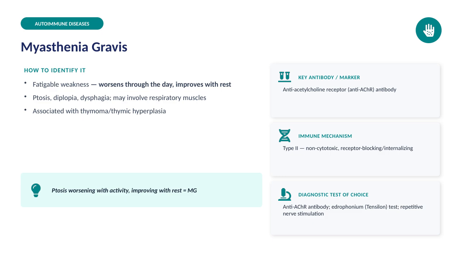The immune system targets these receptors through a type 2 hypersensitivity reaction, where it blocks or internalizes the receptors without directly killing the cells. For diagnosis, we rely on detecting the anti-AChR antibody in the blood, the edrophonium test, which temporarily improves muscle strength, and repetitive nerve stimulation studies that show a characteristic decline in muscle response.